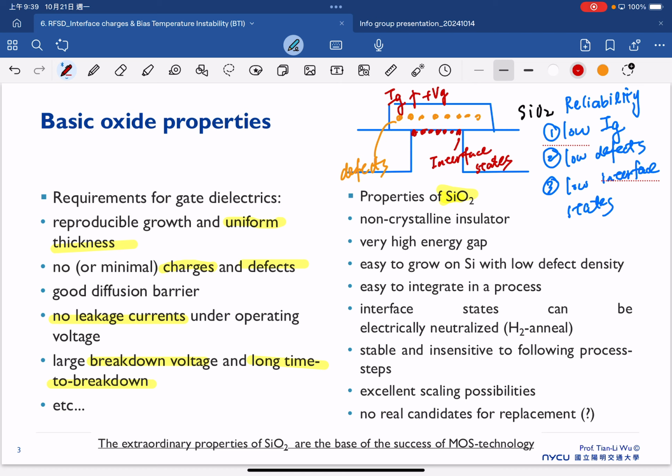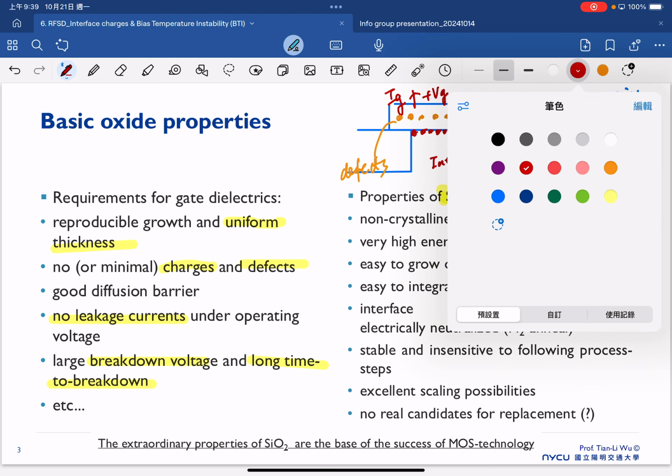And also, here's some more information. The silicon dioxide is a non-crystal insulator, has a very high energy gap. Usually we have the energy gap around 9 electron volts.